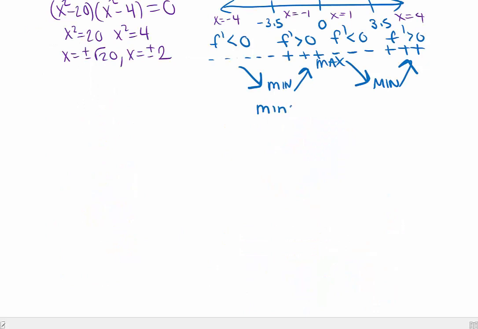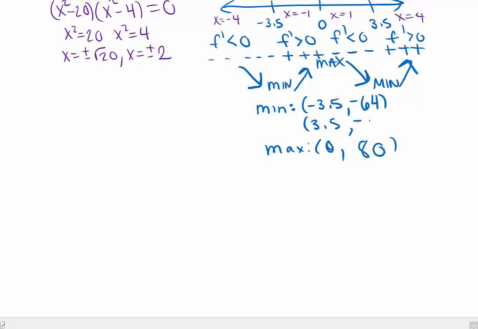So I have local mins when x is negative 3.5 and when x is positive 3.5. And I have a local max when x is 0. I'm going to get those y values by plugging things into the original function. And I get y coordinates of negative 64 for those local mins, and a y coordinate of 80 for that local max.